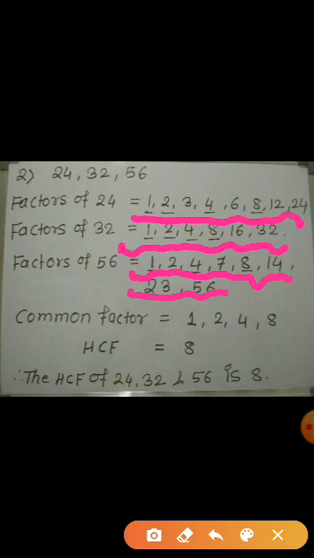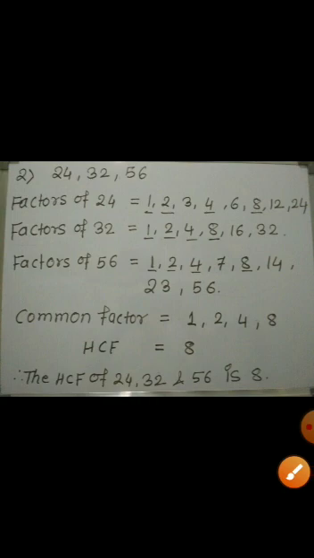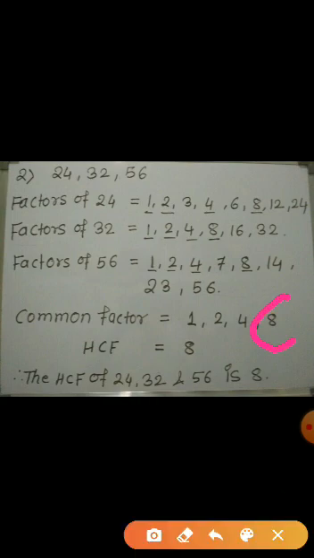Then you have to find the common factors. If you observe the factors of the three numbers, you will see that the common factors are 1, 2, 4 and 8. I make an underline below them. You can see here, 1, 2, 4 and 8 are the common factors of 24, 32 and 56. Among all the common factors, which is the highest one? Yes, the factor 8 is the highest. It means the highest common factor is 8. So the HCF is 8.